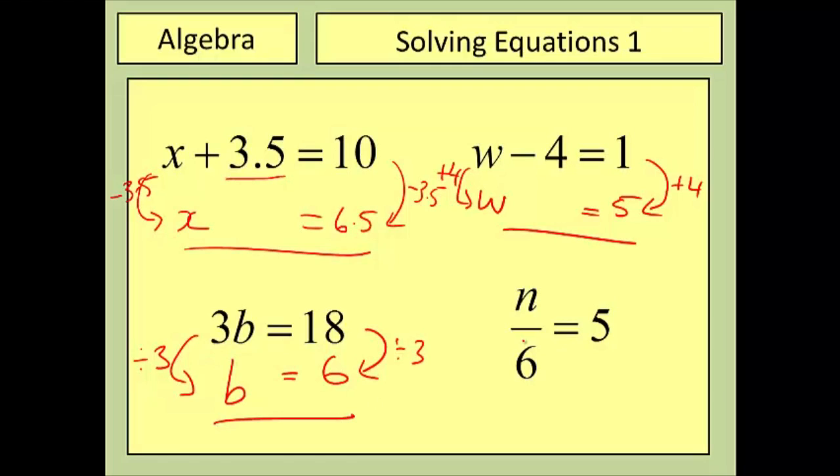And in the very last example, n is being divided by 6. I need to do the opposite, the inverse of divide by 6, which of course is times by 6, giving me 5 times 6, which is 30, and n over 6 multiplied by 6 just leaves me with n for my final answer. Well done if you got all 4 of those correct on both sets of these questions.